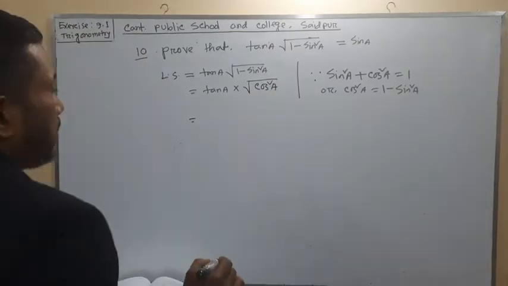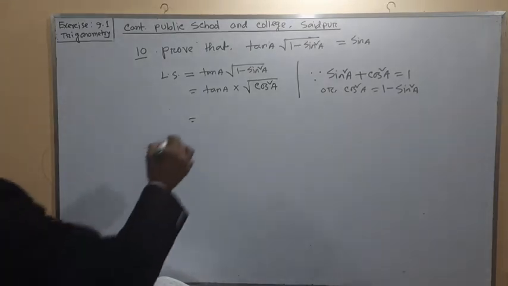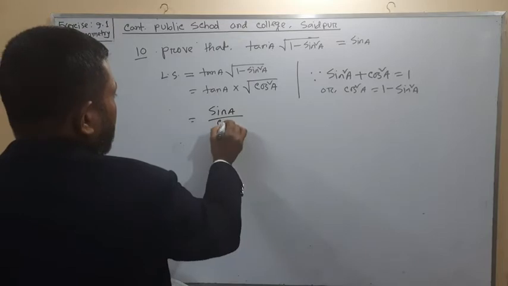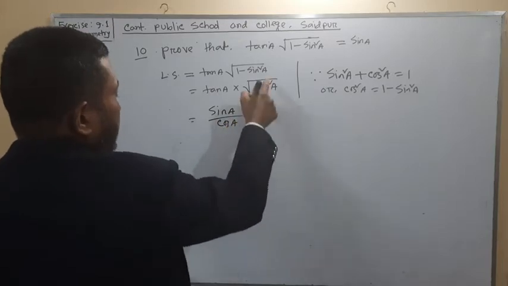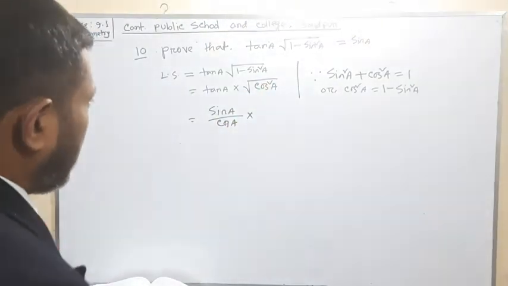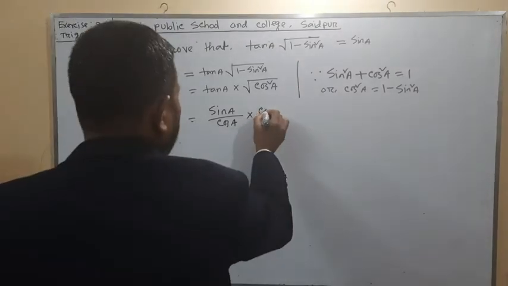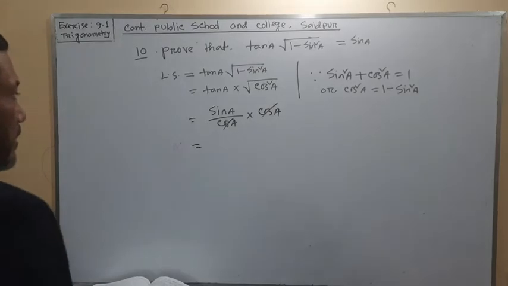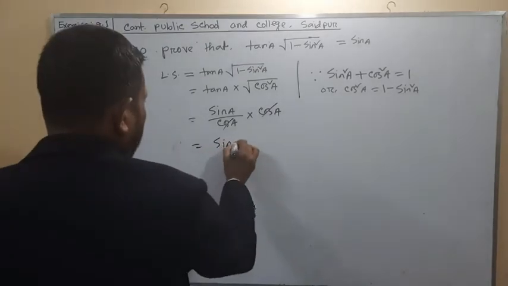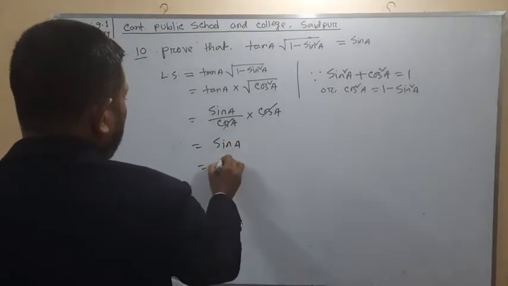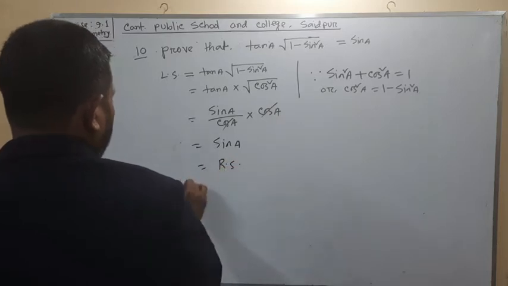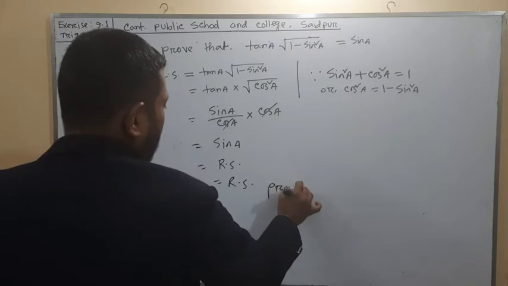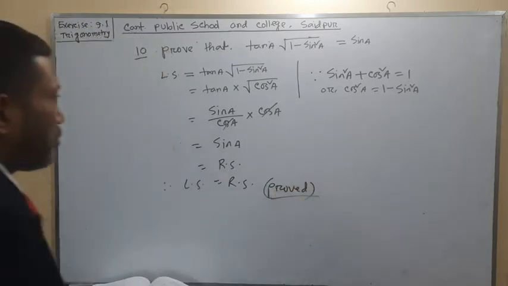At tan A, we can write sin A by cos A. Square and square root will cut, then we get here cos A. Cos A and cos A, if they cut, then we get sin A. This is the right side. Okay, left side is equal to right side. The proof is completed.